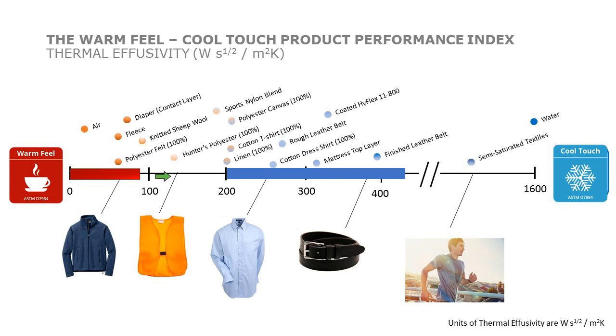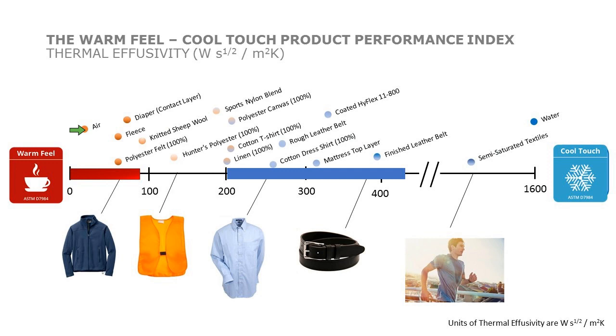So this index just gives you a little bit of insight in terms of the range of effusivity of different materials. So I mentioned earlier, for example, air has a really low thermal effusivity. It's only around 16 units. So air, when it's not moving, when you don't have convection, is a nice, cozy material.